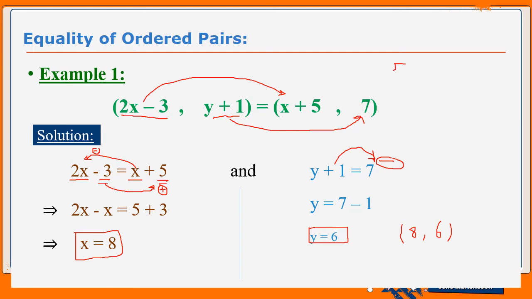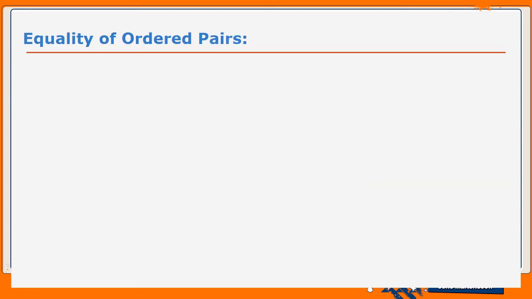If you look at this set {8, 6}, this is not called an ordered pair. This is called the set of 8 and 6. Equality of ordered pairs.